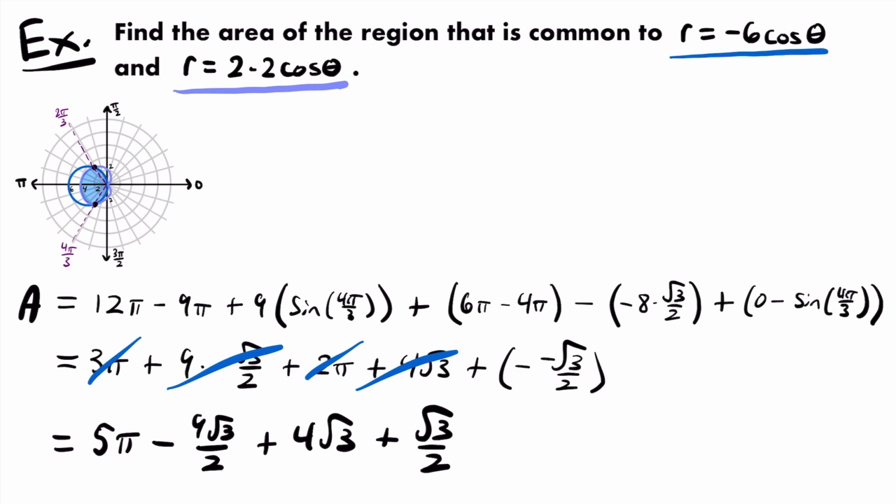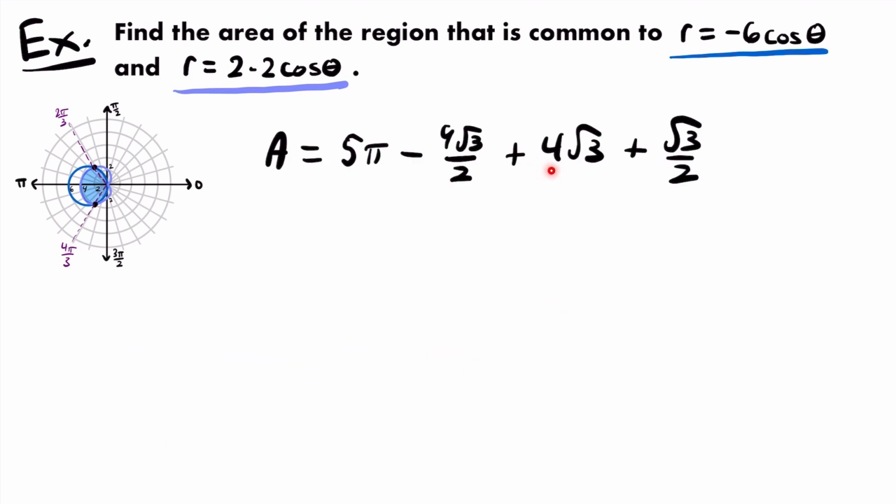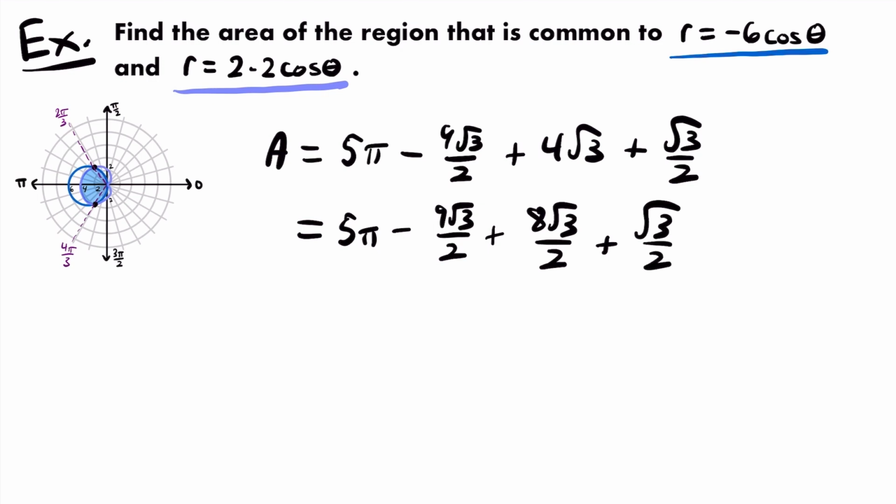Okay, we're almost there. We just have a couple more things to simplify. We can rewrite 4 square roots of 3 to be 8 square roots of 3 divided by 2. So this would be equal to 5 pi minus 9 square roots of 3 divided by 2 plus 8 square roots of 3 divided by 2 plus the square root of 3 divided by 2. And so these two terms could be added together to be 9 times the square root of 3 divided by 2, right? 8 square roots of 3 divided by 2 plus 1 square root of 3 divided by 2 would be 9 square roots of 3 divided by 2, which would cancel out with this negative 9 square roots of 3 divided by 2. So these terms all cancel out and just leave us with an area of 5 pi.